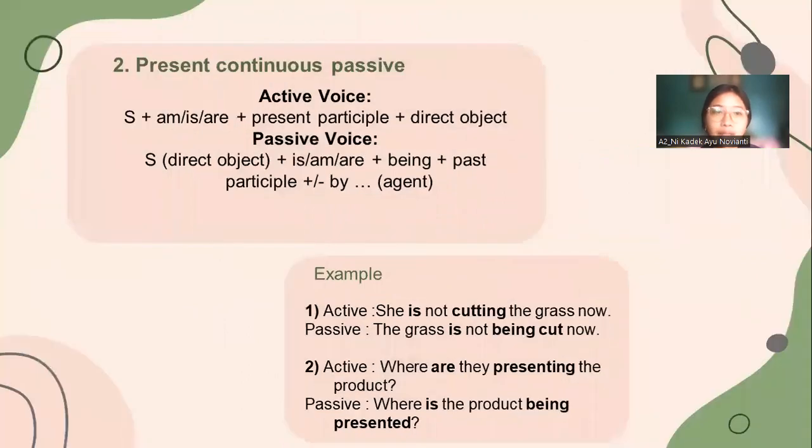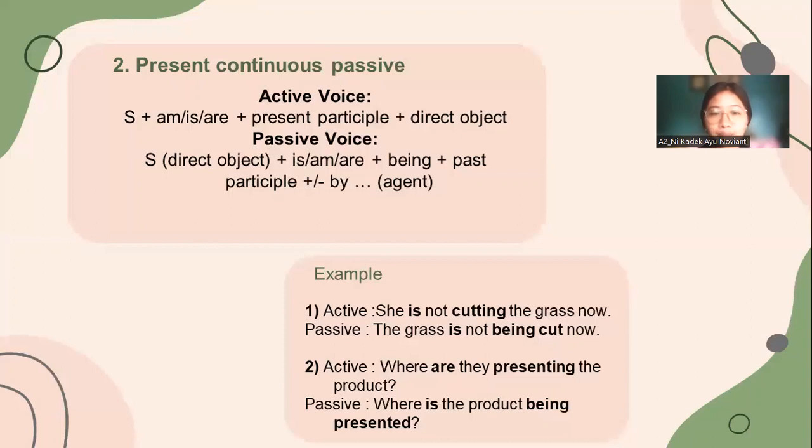And the second is present continuous passive. Passive voice present continuous are sentences where the subject does the work. This is the formula for present continuous passive. To make active voice, you can use the formula subject plus am or is or are plus present participle plus direct object. And for the passive voice, you can use the formula subject or direct object plus is or am or are plus being plus past participle plus by.